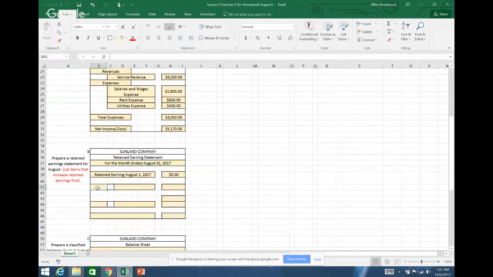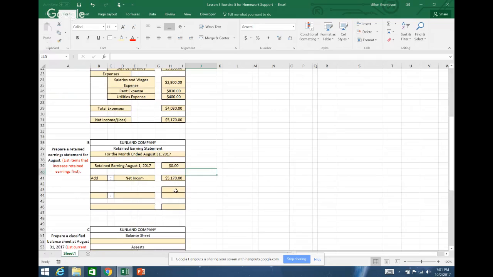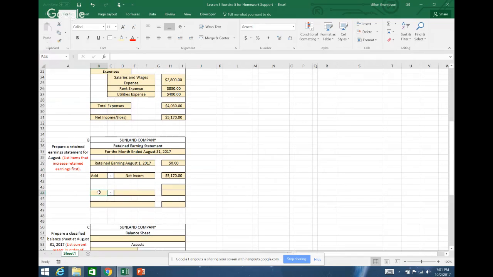Right here, we add or minus, in this case, add the net income of 5,170. Come right up here in the income statement and bring the net income down into this portion on the retained earnings statement. This next portion, we less or minus the dividends.